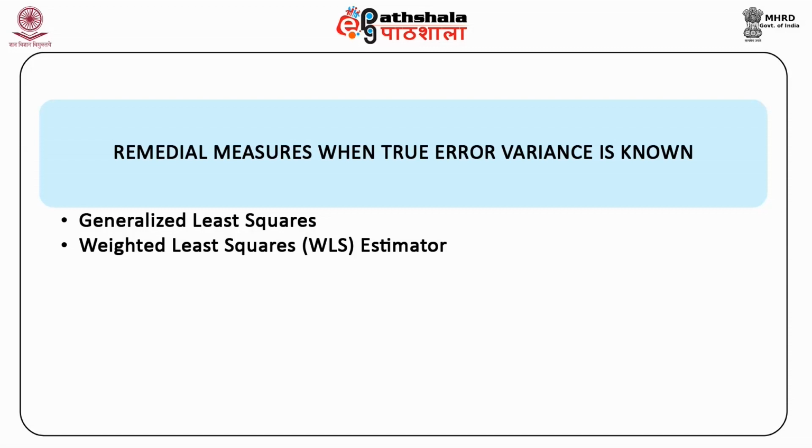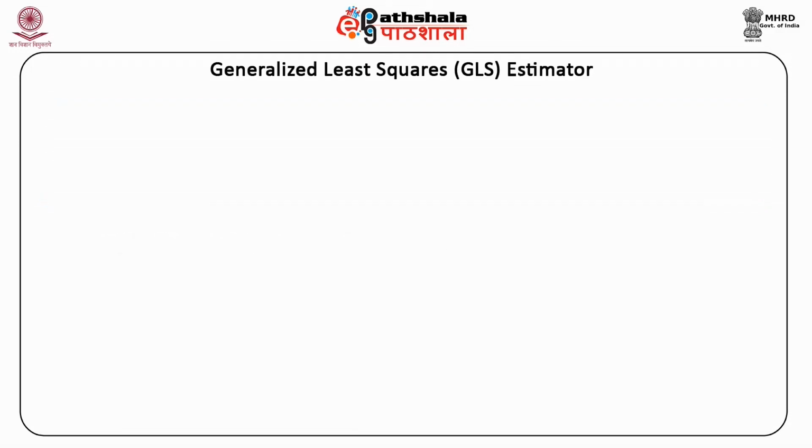From here on, we will discuss the remedial methods of heteroscedasticity when the true error variance is known, which include generalized least squares and weighted least squares estimators as the most popular ones. This category is of great relevance because it's not always possible to obtain the true error variance for a study. Let's discuss each one of them in turn. If the variance of the error term is non-constant, then the best linear unbiased estimator is the generalized least squares estimator. It is also called the weighted least squares estimator.